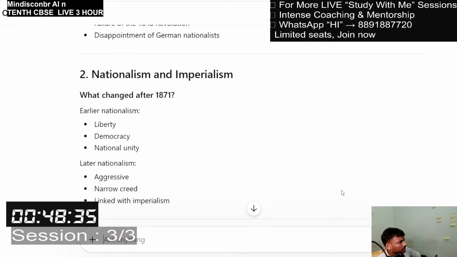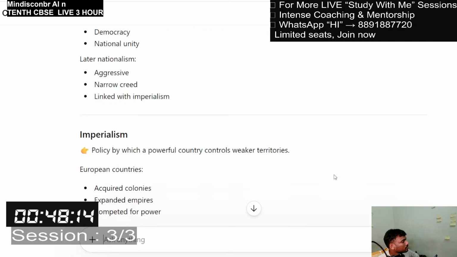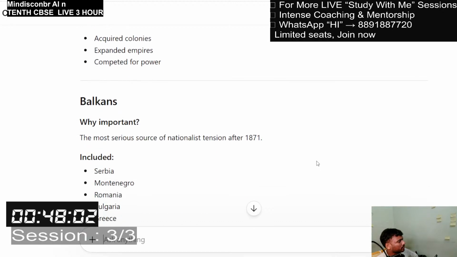Nationalism and imperialism. What changed after 1871? Earlier nationalism was about liberty, democracy, and national unity. Later nationalism was an aggressive, narrow creed, and linked with imperialism. Imperialism is a policy by which a powerful country controls weaker territories. European countries acquired colonies, expanded empires, and competed for power.